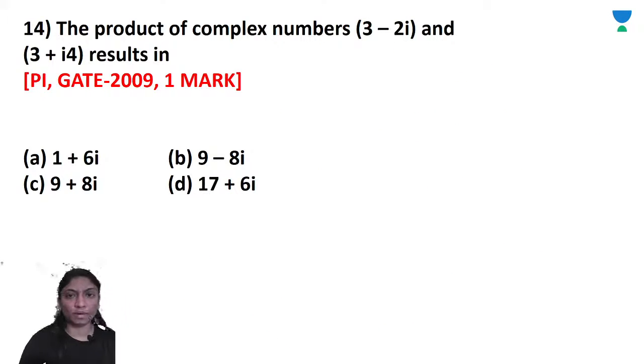The product of complex numbers 3 minus 2i and 3 plus 4i results in, right?